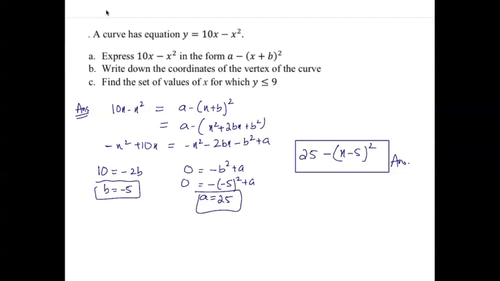Sir, why is 0 minus 0 equal to minus b squared plus a? How did you assume 0? The quadratic equation is always in the form of ax squared plus bx plus c. Yes. So the coefficient of x squared over here is minus 1, right? The coefficient of x is 10, right? And there is no constant term, so it's going to be 0. Okay.